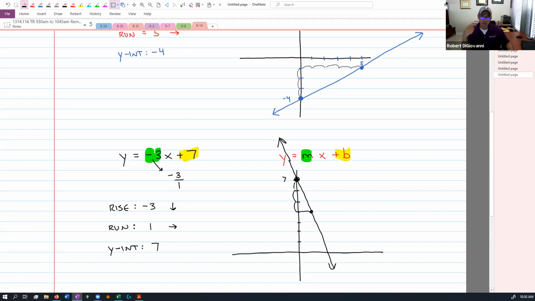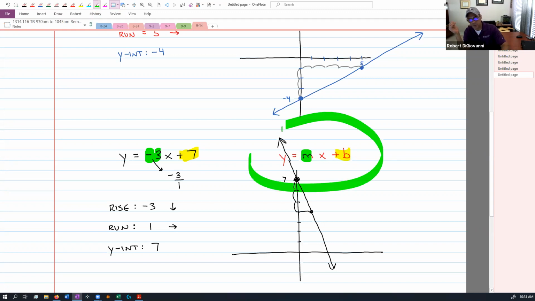If you do a couple of these, you start getting used to it and you start to realize, wow, it's really quick and easy to graph these. But the key is you have to have it in this form. If it's not in that form, you can't do it. So let me give you a problem that's not in that form.